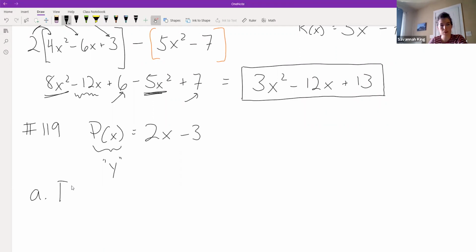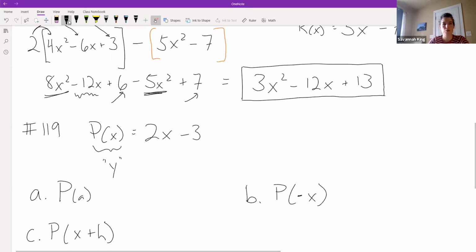So part A, we have to create something called P of A instead of what we had before, which was P of X. Part B, back to using X's, but this time we're told our X has to be negative. And then part C is really, really important. This is the part that trips everybody up for the rest of forever.